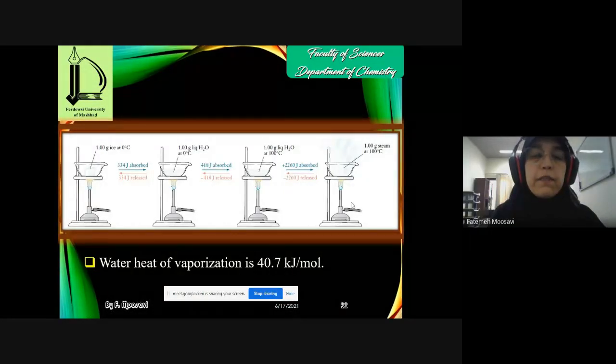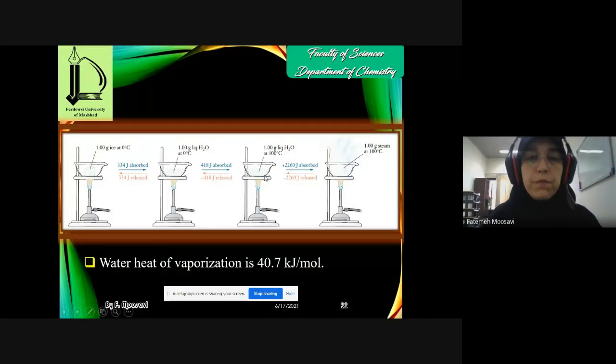You see that water absorbs energy and converts to gas. The heat of vaporization of water is 40.7 kilojoules per mole. It means that for 1 gram of liquid water at 100 degrees centigrade, we need 2260 joules of energy to convert it to gas. As you see, this energy is much lower than the energy for the decomposition of water.